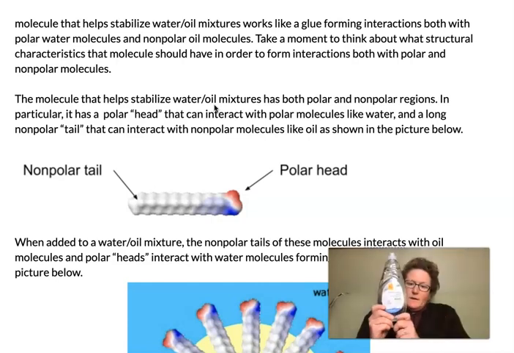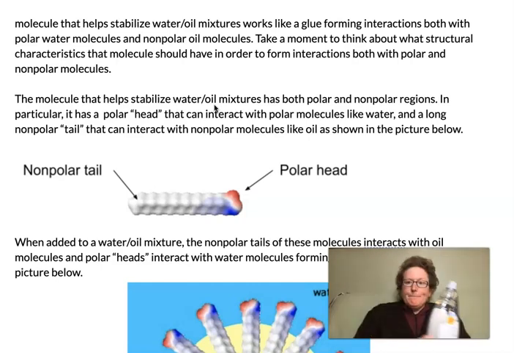One of the molecules we talked about in class is soap or detergents, and this is what we use to mix water and oil in our lab.